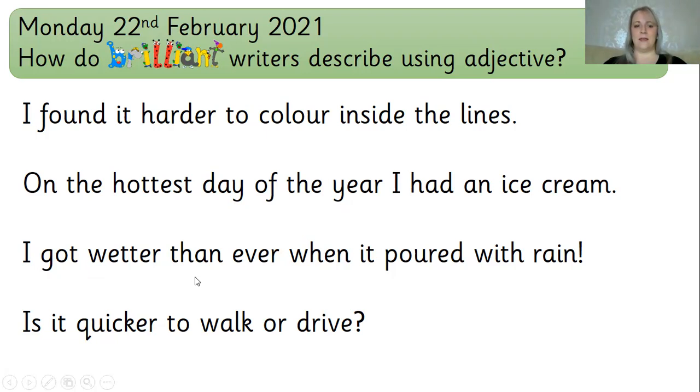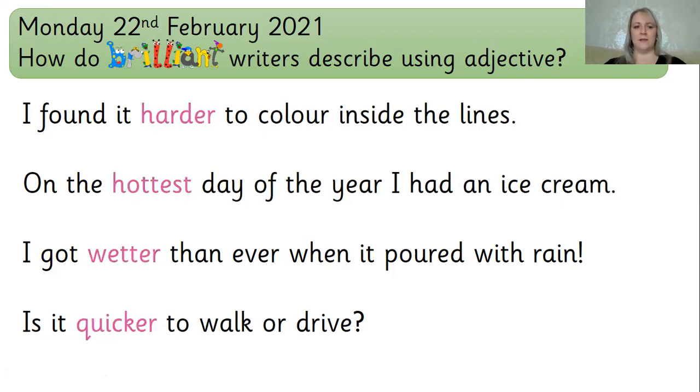I got wetter than ever when it poured with rain. Can you spot the suffix here? And the final one I've got is, is it quicker to walk or drive? And that ends in a question mark because it's a question. Brilliant. If you haven't already spotted them, pause for a moment and try and find those words which contain the suffixes. And on the next slide, I'll show you the answers.